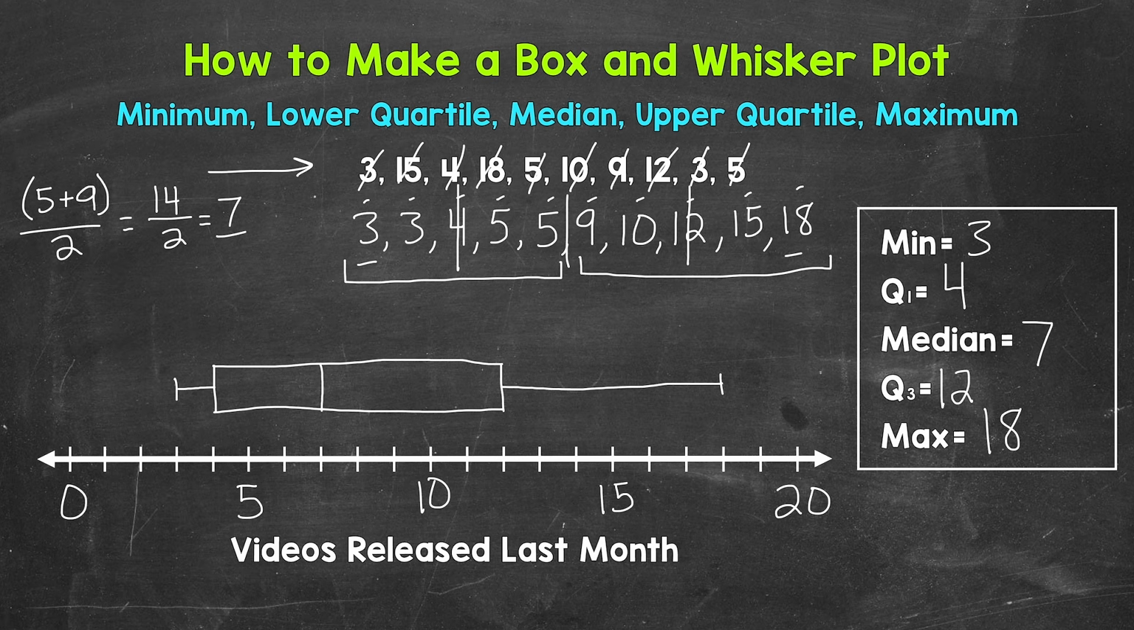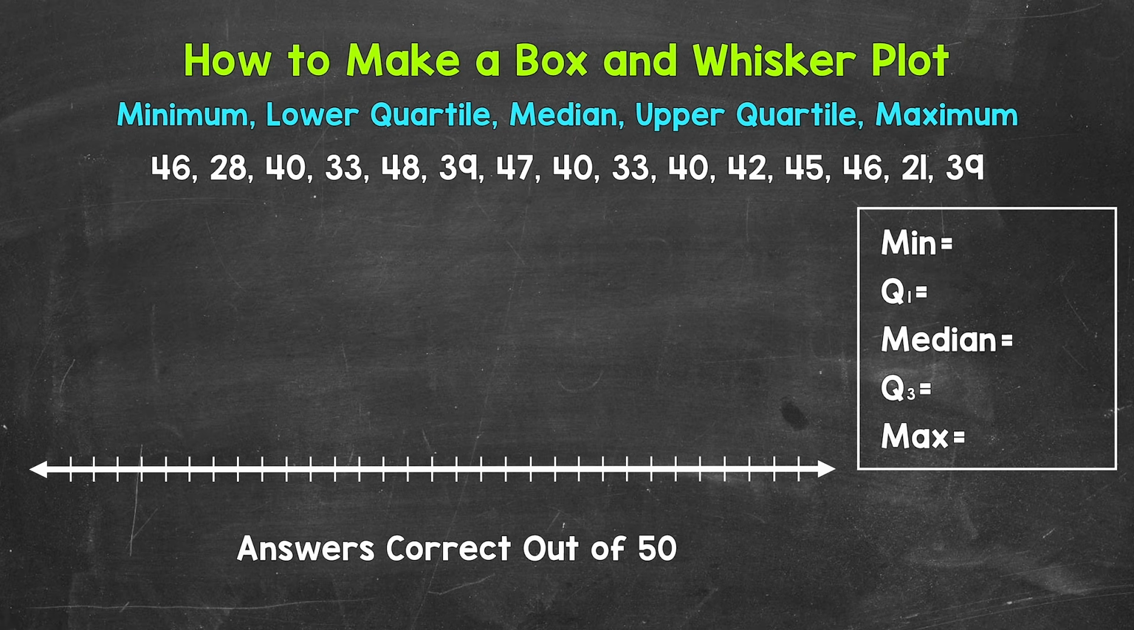So that was our first example. Let's move on to our second example. Here is our second example for how to make a box and whisker plot. Let's say that we have 15 people in a class and they had a test that had 50 questions. These are the results as far as answers correct out of the 50 questions.